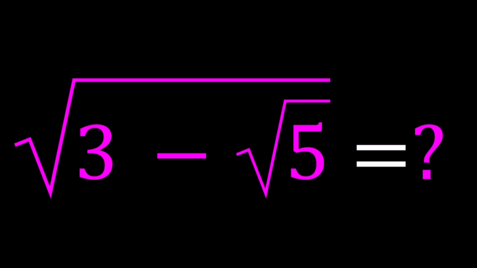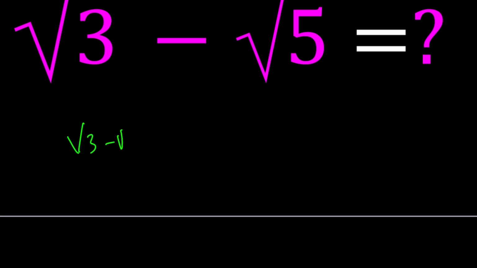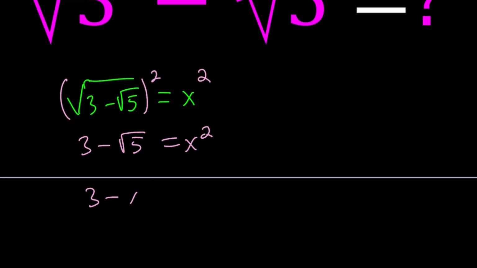So here's what I'm going to do. I'm going to set this number equal to x and find the minimal polynomial that contains this as a root. You'll see how that goes. First step, I'm going to square both sides. And then isolate the radical. And then square both sides again.